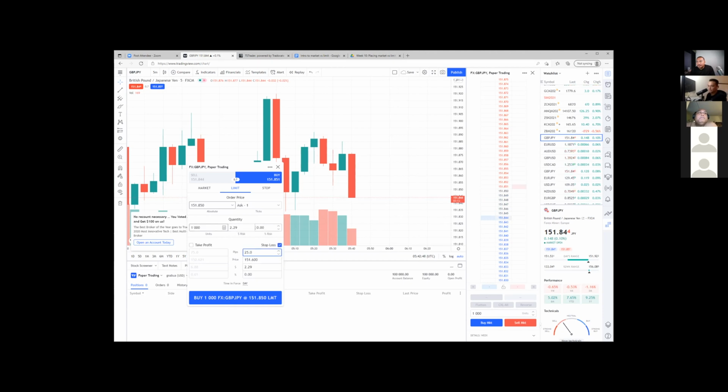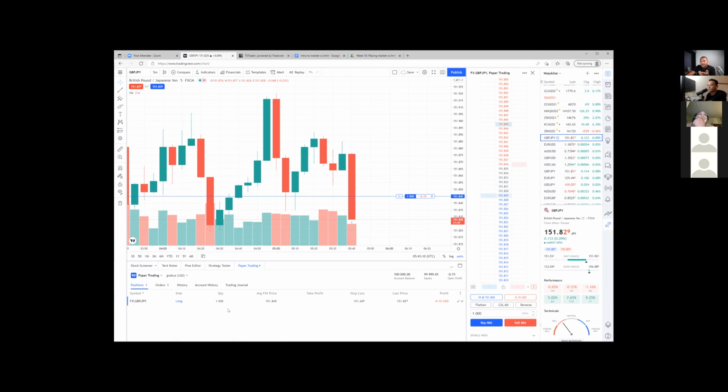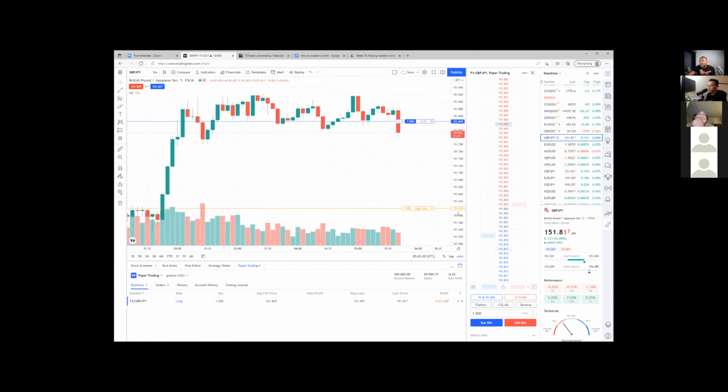So I got my entry, I got my stop, and I'm going to submit. And boom, it has been executed. You're going to see it placed first. That means it's in queue, the broker has it in queue. Then when it says executed, it's good. So I'm filled right now, minus 16 cents, because the market is just continuing its way down.